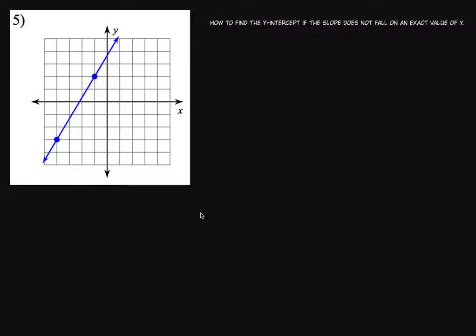For this lesson, we are going to learn how to find the y-intercept if the slope does not fall on an exact value of y, okay? In our other examples, the slope hits the y-intercept on exact values, like here, here, here. So it's very easy to figure out what the y-intercept is. But with something like this, you don't know whether it's in the 1/4, 1/2, or 1/3, okay? So this is one technique that you can use to figure that out.